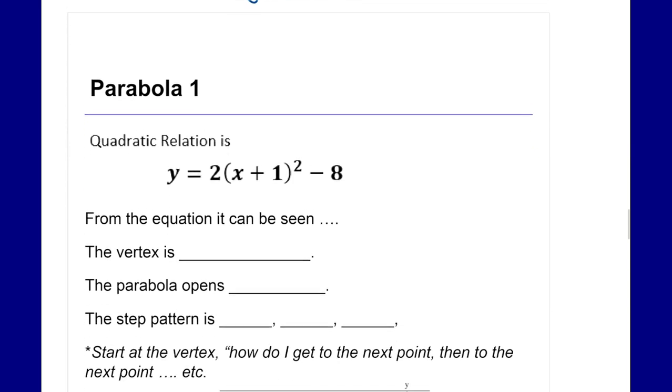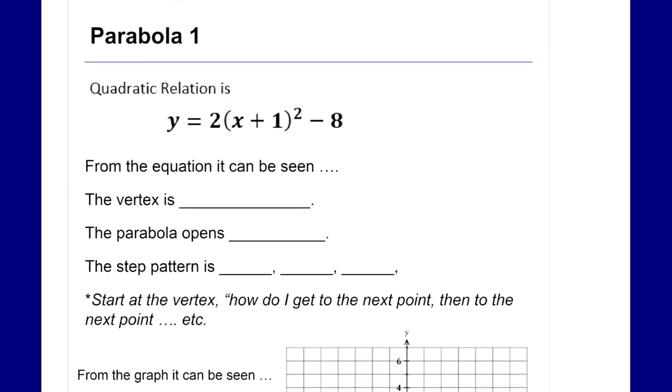So let's look at the first parabola, the quadratic relation y equals 2 times (x plus 1) squared minus 8. Anytime we're given the quadratic in this vertex form, we just want to always try to find the a, h, and k, because those three variables tell us important things about our quadratic. So again, the a value will be the one in front of the bracket. So we have an a value of 2. The h value is in the bracket with x, and the k value is outside.